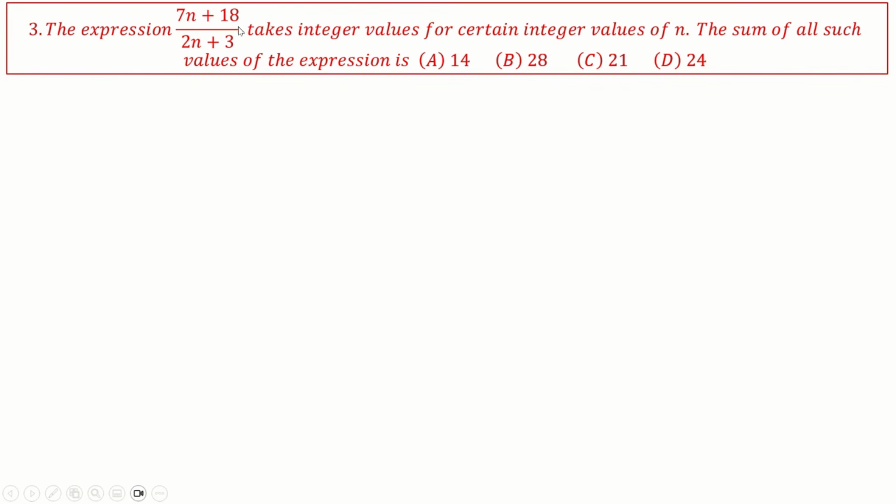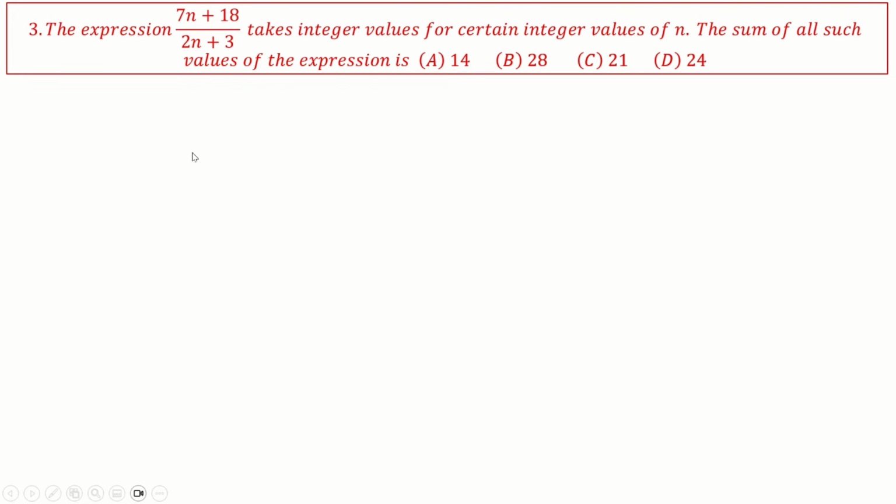the expression (7n+18)/(2n+3) takes integer values for certain integer values of n. The sum of all such values of the expression is... Okay, this expression takes integer values for certain integral values of n. So first find out for which integer values this is an integer value. Now I need all such values.